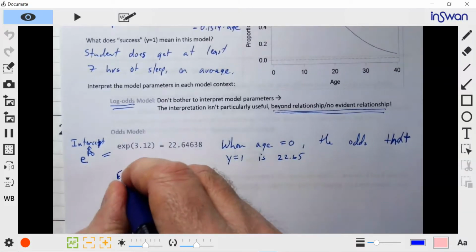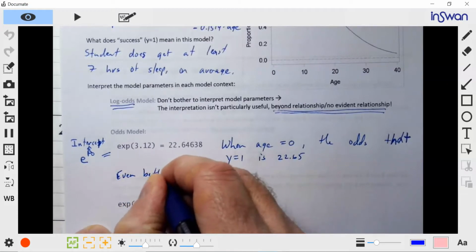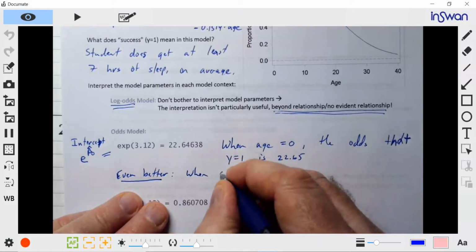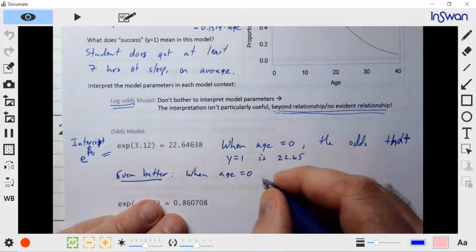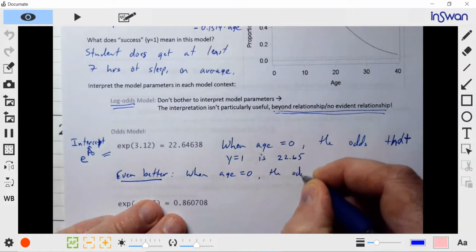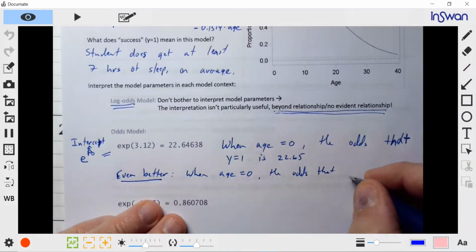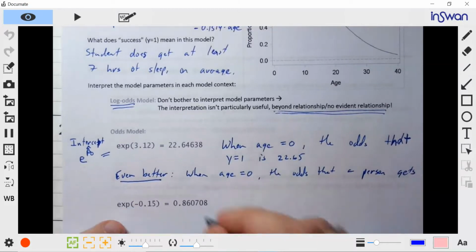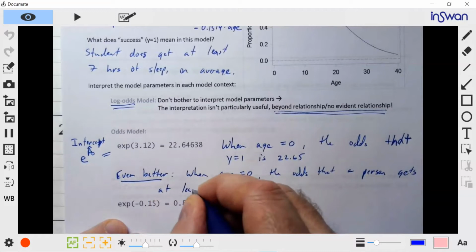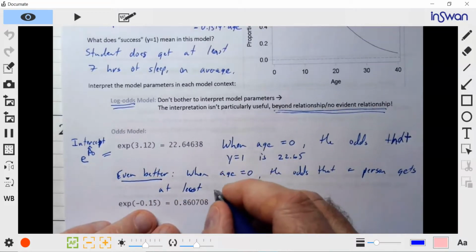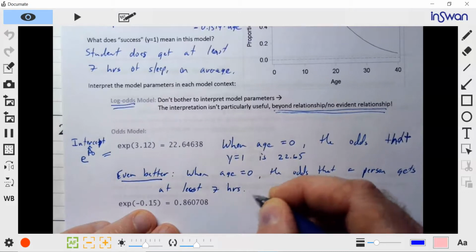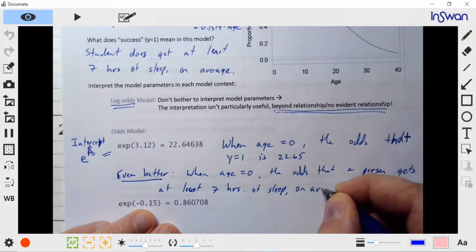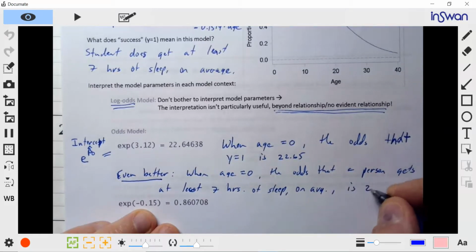Even better, we could put this in the context of the problem. So we could say when age is equal to 0, the odds that a person gets at least 7 hours of sleep on average is 22.65.